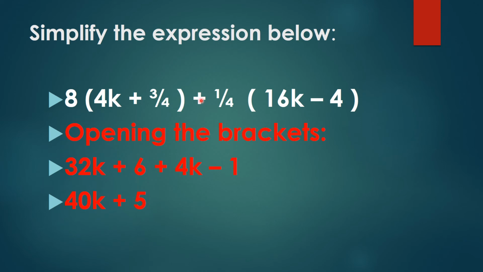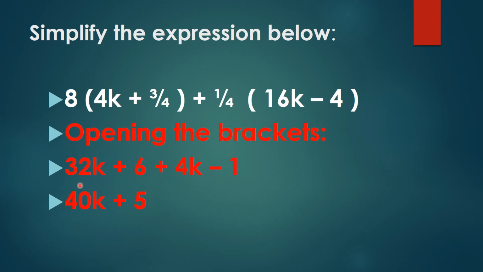Then you write this sign which is here, plus. What is a quarter times 16k? By 4 here is 1, by 4 here is 4k. So you have 4k. Then the last one is the sign which is minus 1 over 4 times 4. So 1 over 4 times 4 is just a number which is 1. So what is your final answer? 32k plus 6 plus 4k minus 1 after opening the brackets.